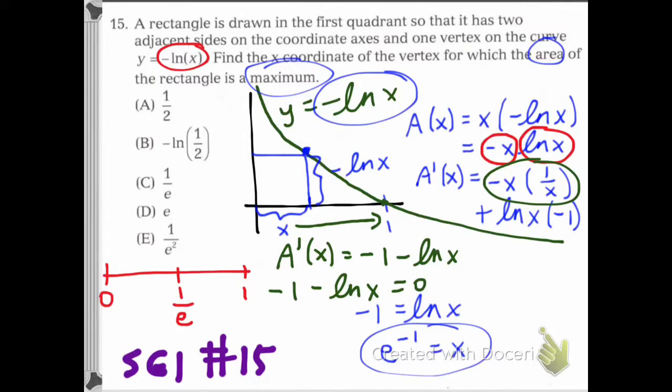It seems pretty redundant, but I'm going to go ahead and do it. If we checked A prime with a test value, like let's say 1 over e to the third power, we know that's smaller than 1 over e. Well, that would be e to the negative 3, so negative 1 minus negative 3. That would be a positive value. That would yield A prime being positive. And then in between 1 over e and 1, what would be a good value here?